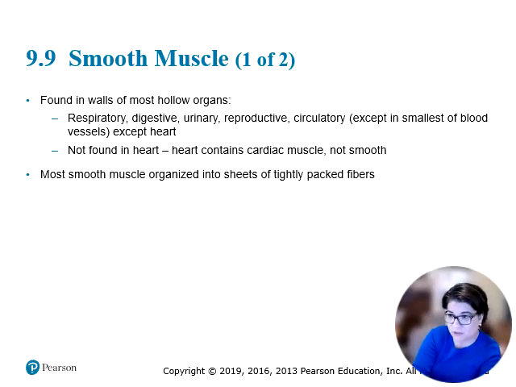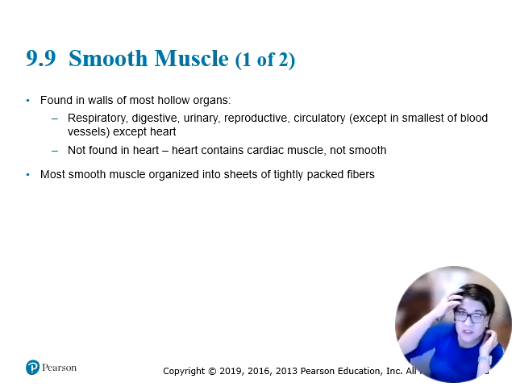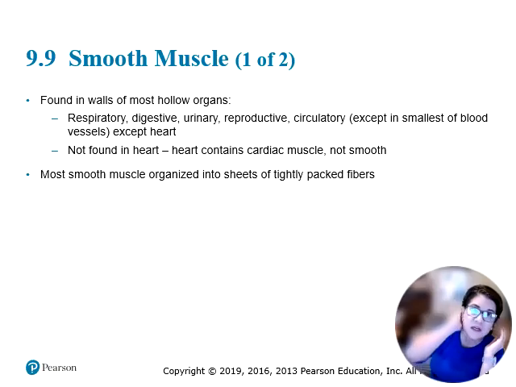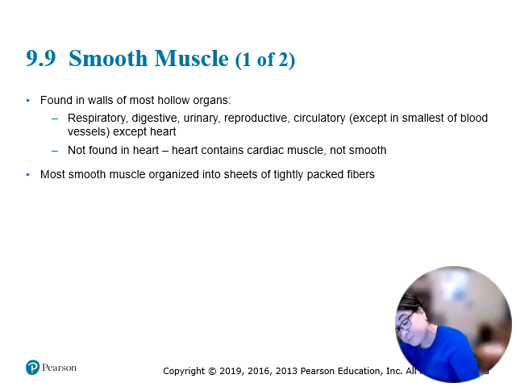Okay, now let's talk a little bit about smooth muscle, since we focused a ton on skeletal. So smooth muscle is found in your organs, in the walls. It moves stuff around your body. So it moves blood around, food around, waste around. So respiratory, digestive, urinary, reproductive, it moves babies out and around, and circulatory. It's in your blood vessels, except not in your heart. So your heart contains cardiac muscle, but it's in the blood vessels, right?